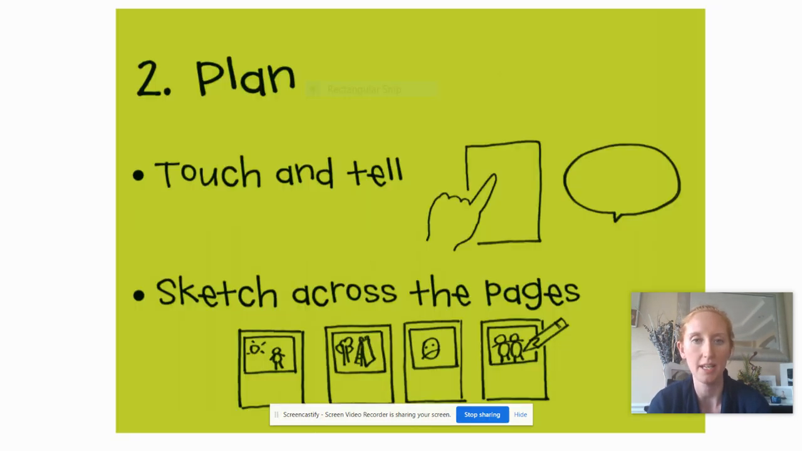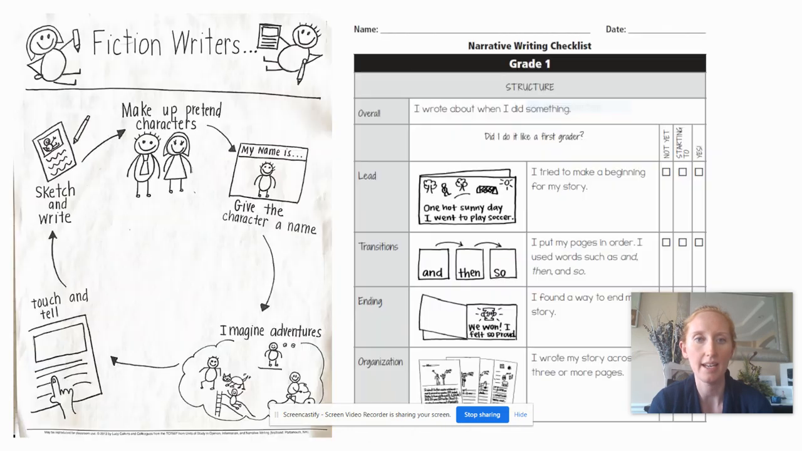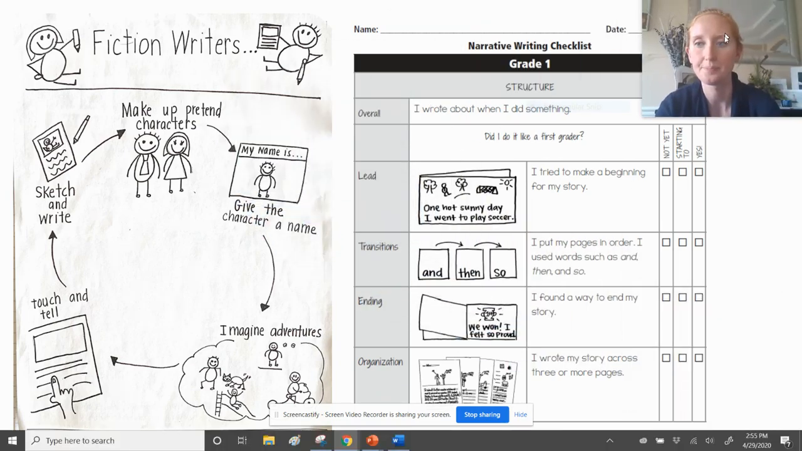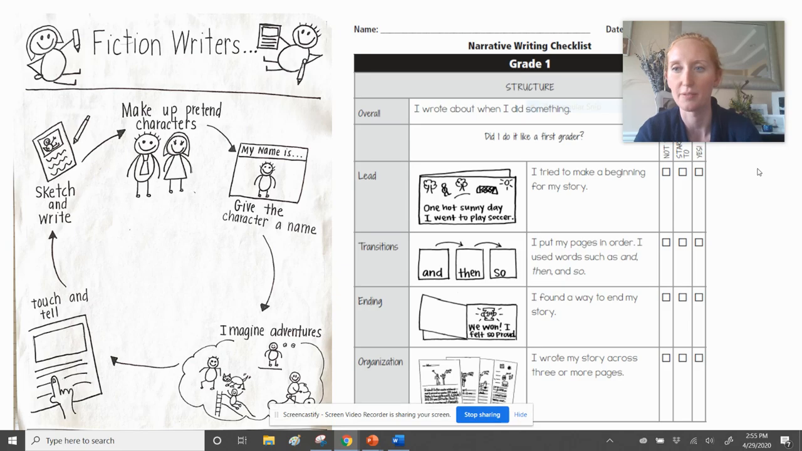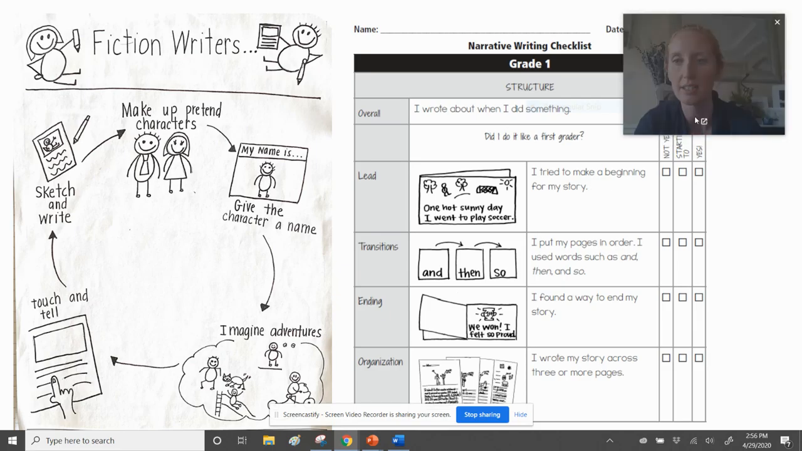Okay, so let's skip ahead to that slide. All right, here it is. So this week you worked on creating a lead. Let me move myself out of the way here. Mrs. Suggs taught me that fun trick. Okay, so your lead is your beginning. You want to go back to the first page of your story and make sure that you tried to make a beginning for your story. Okay, so use this checklist to help you.